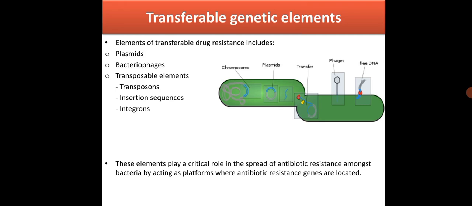Elements of transferable drug resistance include plasmids, bacteriophages, transposable elements like transposons, insertional sequences, and integrons. These elements play a critical role in the spread of antibiotic resistance among bacteria by acting as platforms where antibiotic resistance genes are located.